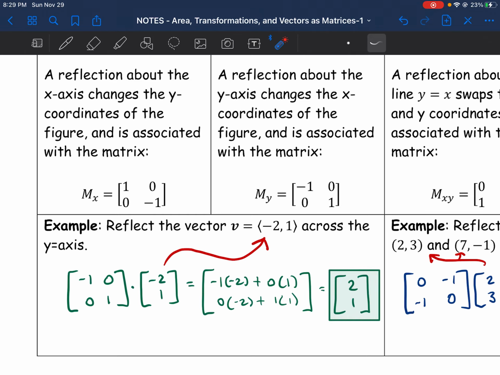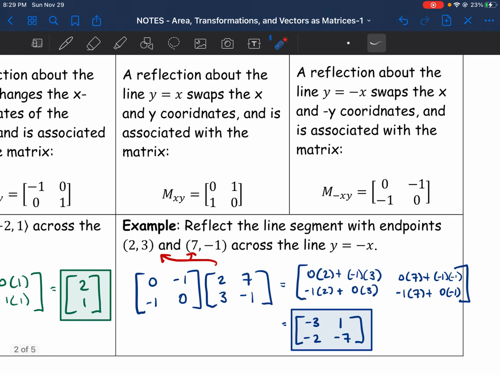Now notice, again, reflecting something across the y-axis, all it's going to do is change the x-coordinates. Well, the original x-coordinate was a negative 2, with the positive 1 for the y-coordinate. Notice that we get, as a result, positive 2, and the y-coordinate remained the same. So it took the negative 2 x-coordinate, changed it to a positive 2, just as expected.